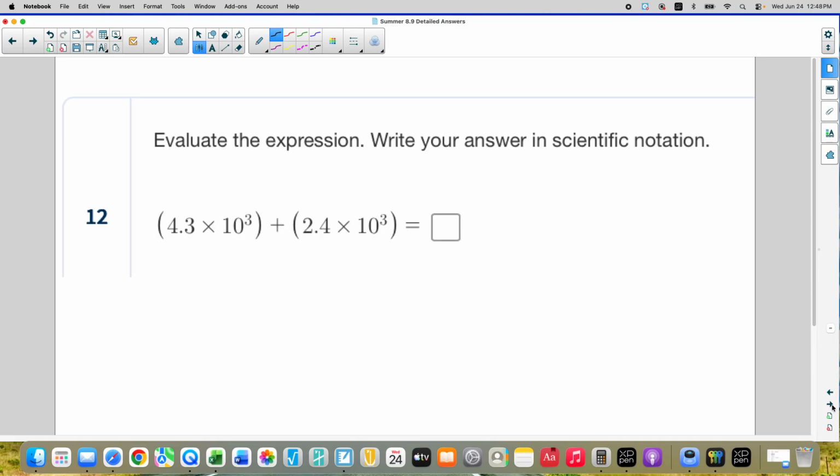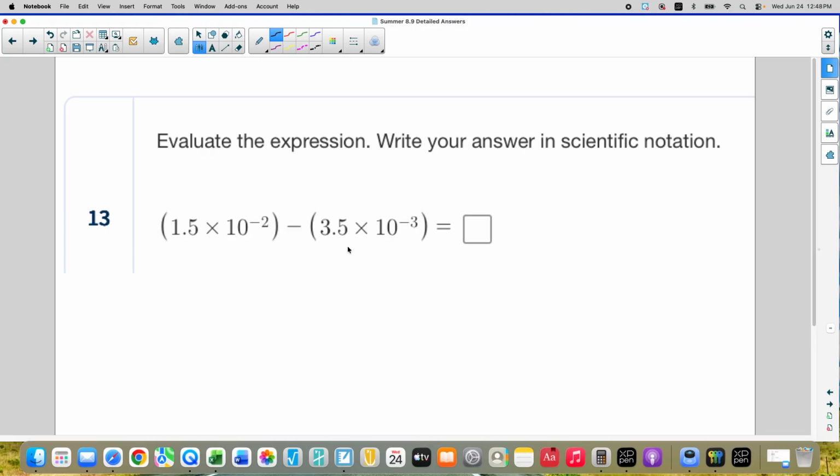Evaluate the expression. We've done these. We did this very similar. Since these have like base 10s, we can just add these two. So we get 4.3 plus 2.4, which gives us 6.7 times 10 to the third. Write your answer in scientific notation, and that's good. Where students make their mistake is they add these exponents. Since we're adding, not multiplying, we just keep the base 10.